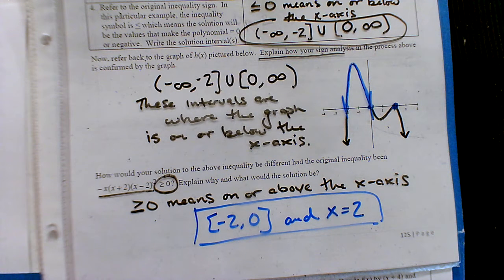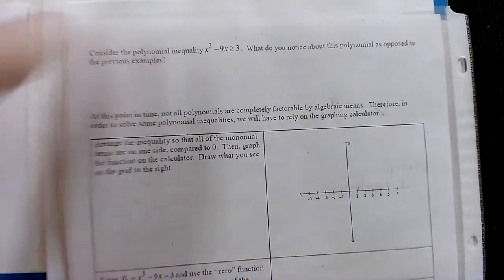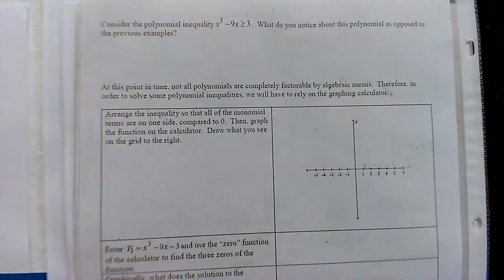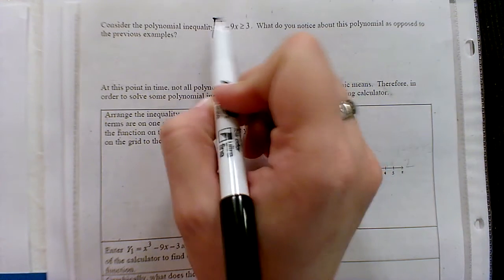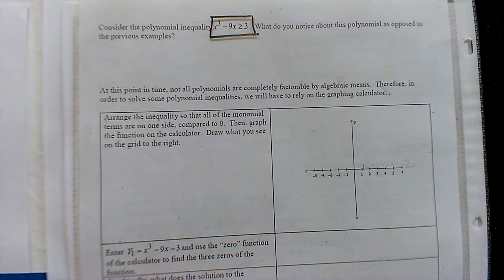All right, let's go ahead and try another one. We'll flip to the back. So this time we're going to consider the polynomial at the top. What's a little different about this one than the other ones we've been looking at? At first glance, do you notice anything that's a little strange?